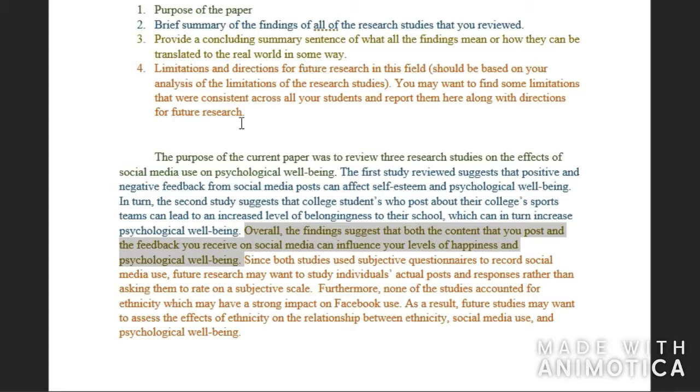The fourth step is to discuss the limitations and directions for future research. You will likely want to try and find some limitations or problems trusting the findings of the research that were consistent across the studies that you reviewed. For each of the limitations, you discuss or state what the researchers should do in the future to address those problems and improve future research in that area.